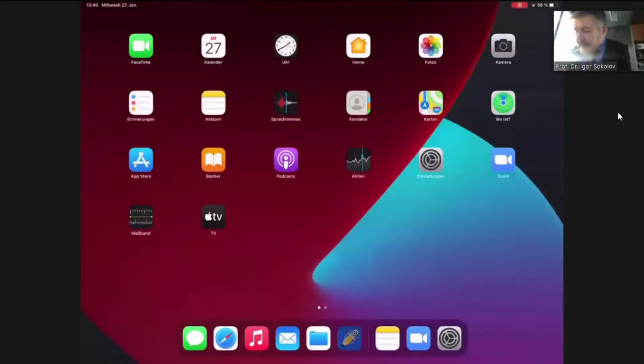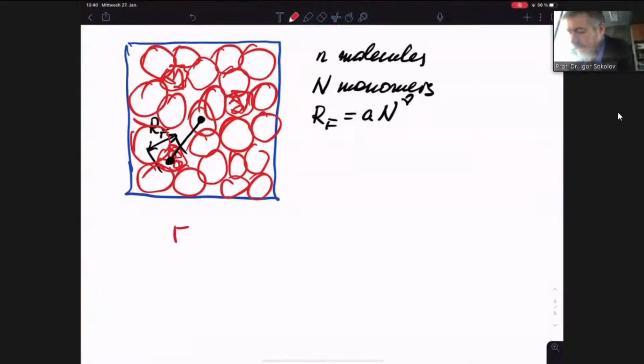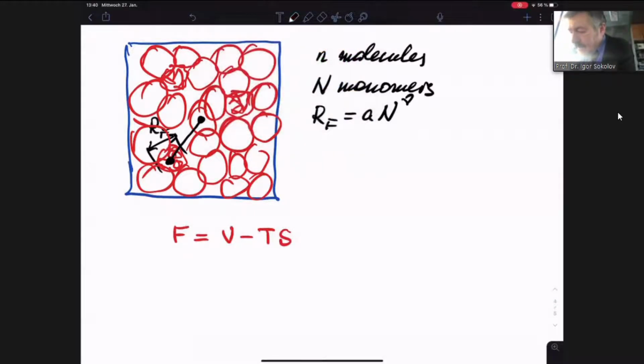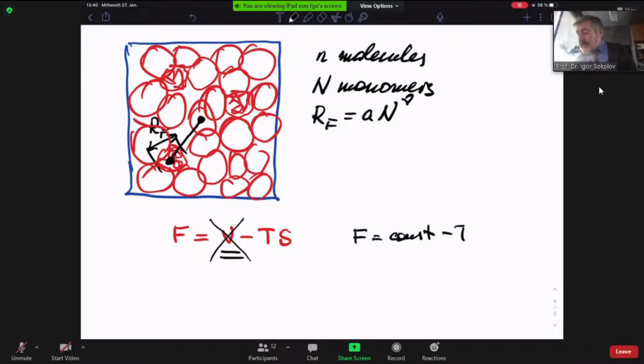So we have written F is equal to U minus T times S, where U is the internal energy. Since our internal energy did not depend on anything, this means athermal, we simply neglected it, or say it's a constant. So we have written F is some constant minus T times S.